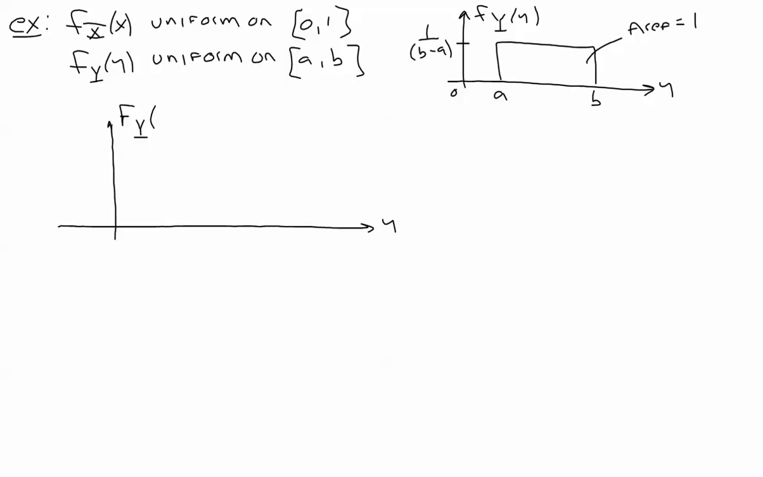The cumulative distribution function for y will increase linearly from A to B, from 0 up to 1. So above b, my cumulative distribution function will be exactly 1, and it will increase linearly from a to b. And then it'll be 0 for x, or excuse me, for y less than a.